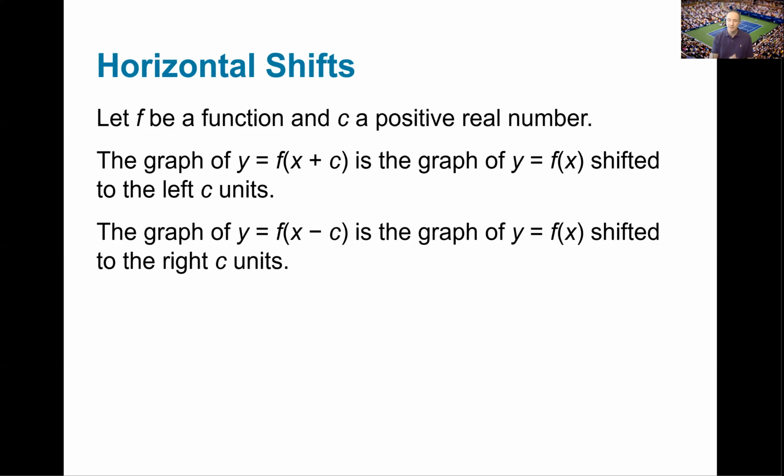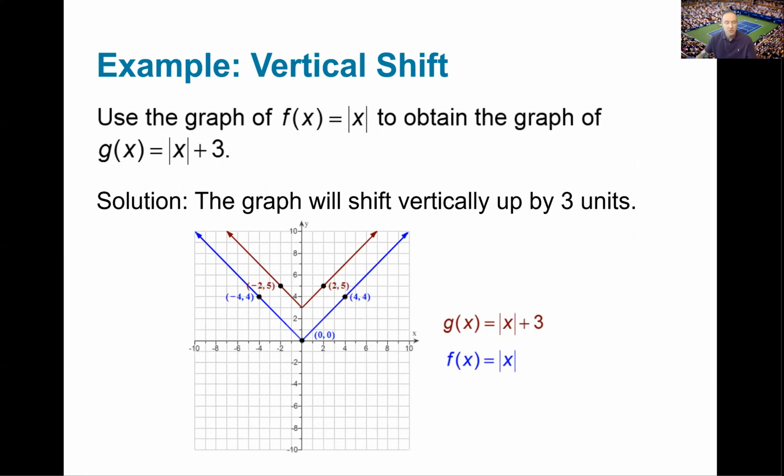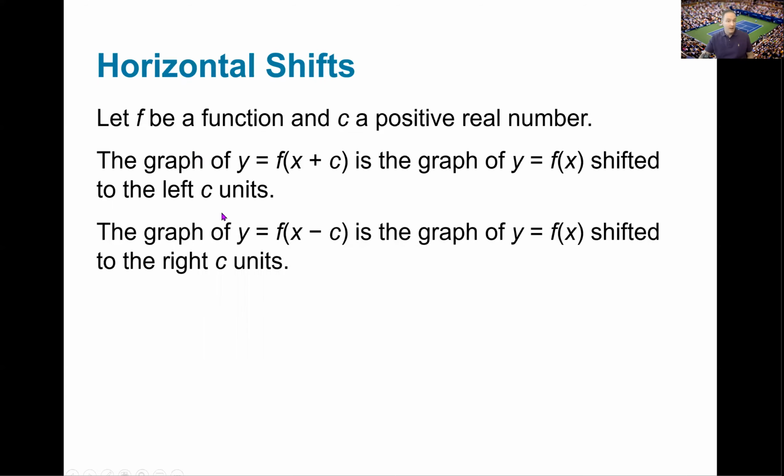And what I need you to see is that vertical shifts occur whenever whatever is happening to x does not happen to that number. So you say, well, x is inside of an absolute value. Well, is that plus 3 inside of an absolute value? Of course not. That's why it's a vertical shift up 3 units. Now, on the other hand, what if you have f of x plus c? So whatever is happening to x inside the function happens to c. Well, in that case, it's a horizontal shift.